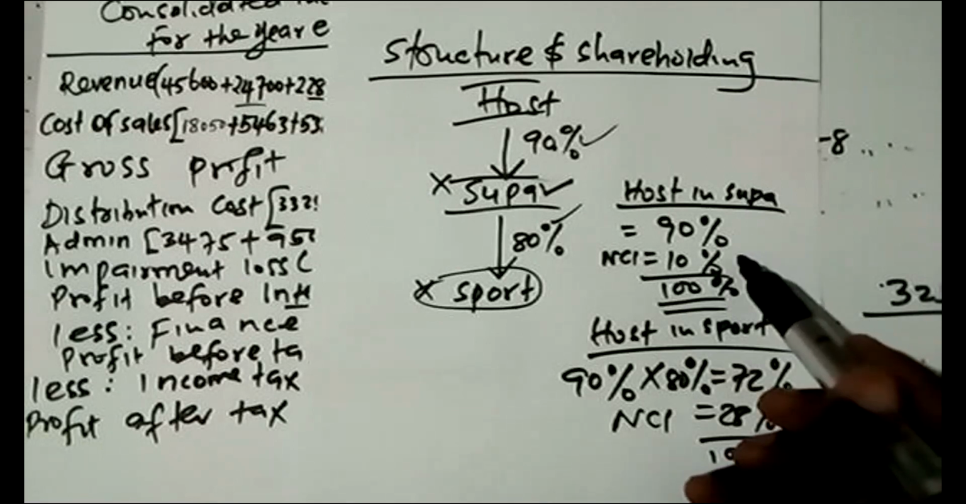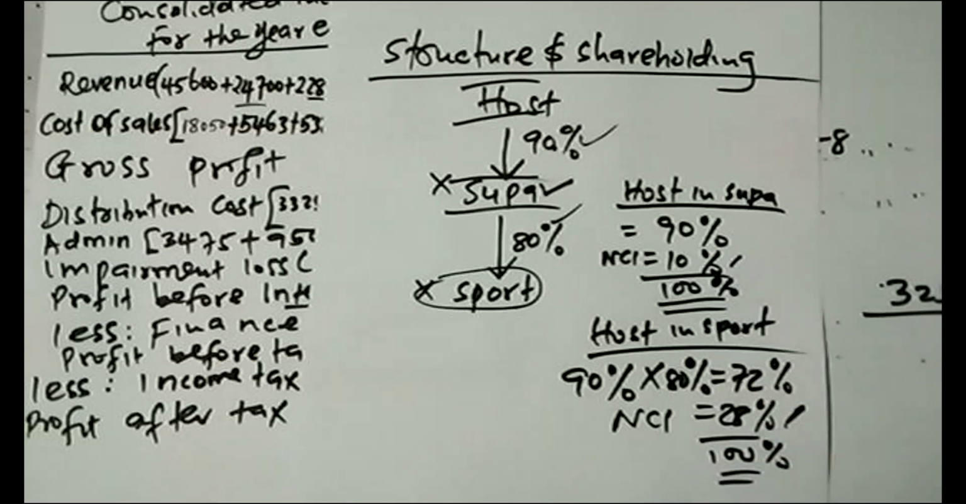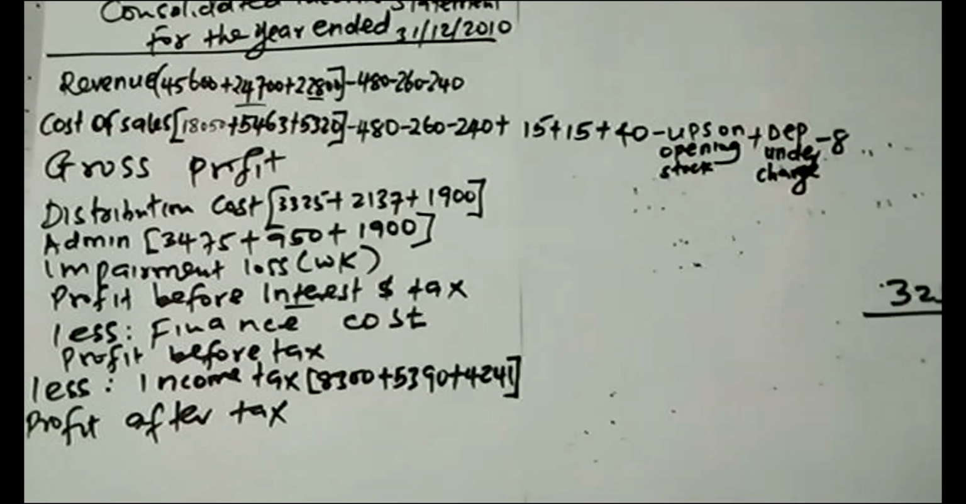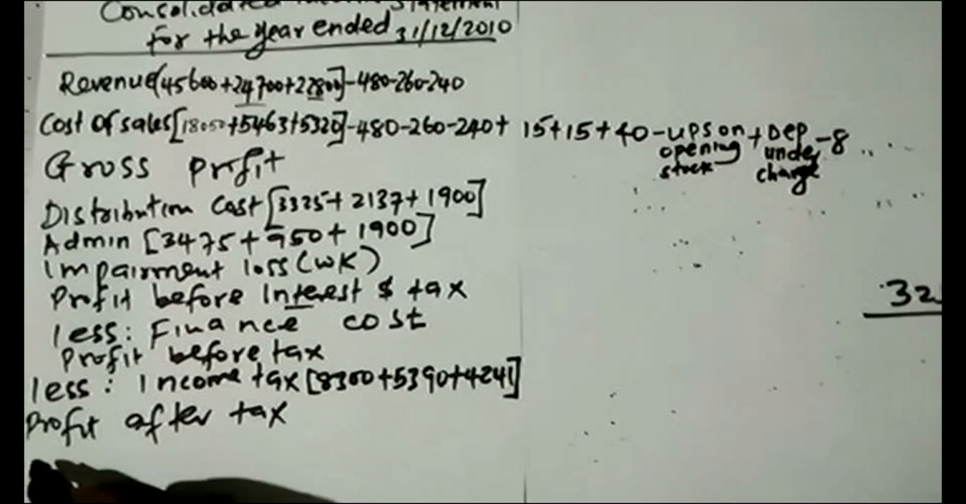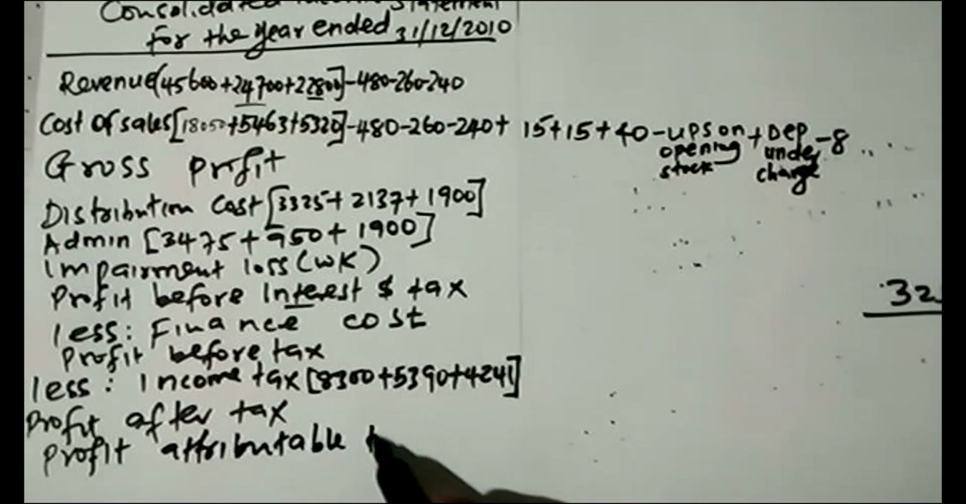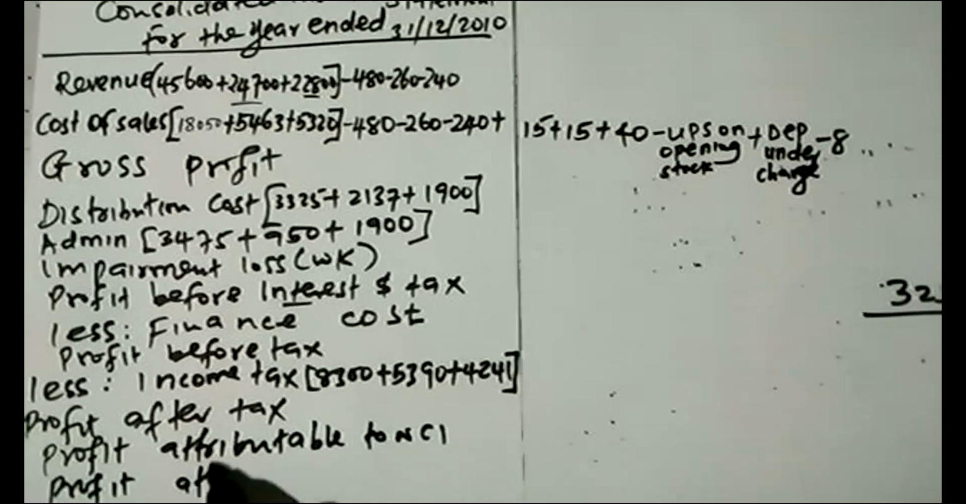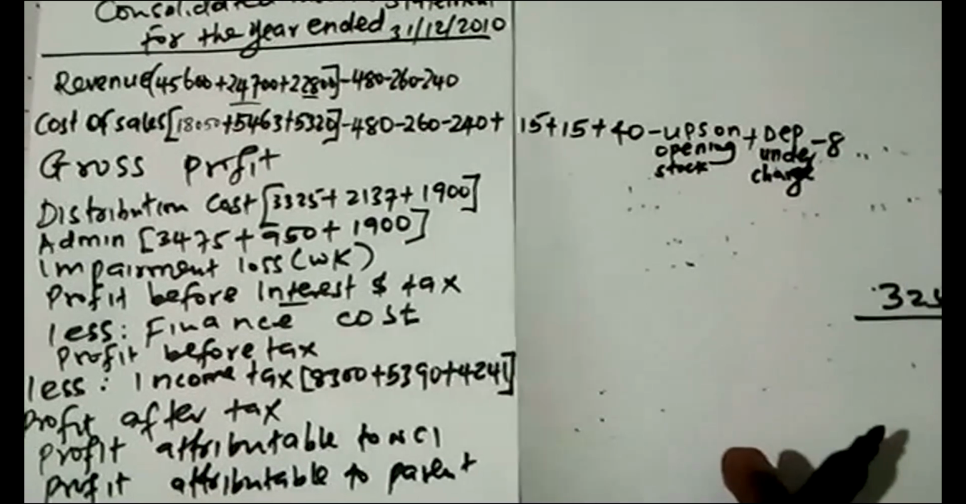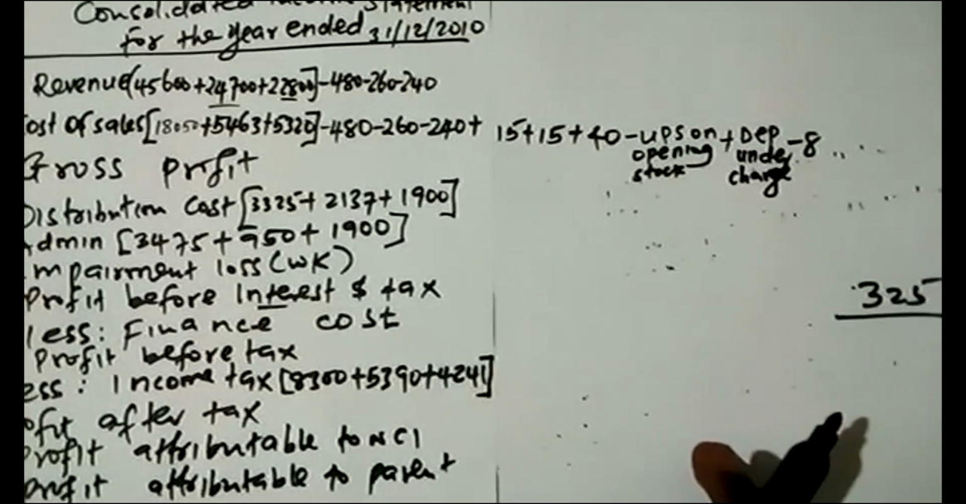So which means that there is an element of 10 and there's an element of 28 here, which we have not taken into account. After getting the profit after tax, the parent must share some profit to the non-controlling interest. So profit attributable to NCI. Then the profit attributable to parent. Now the balance which is remaining will go to the parent.